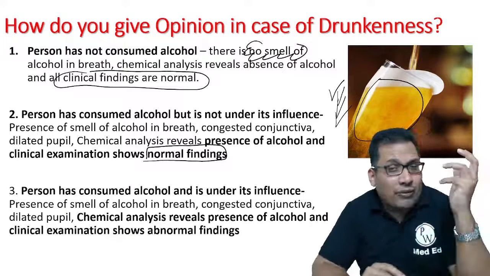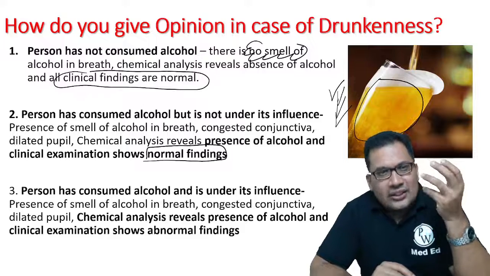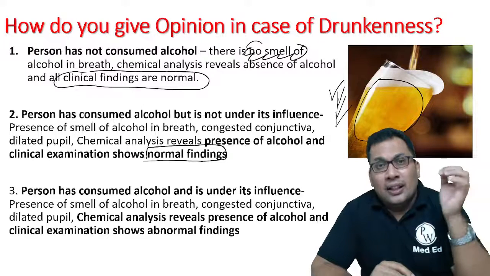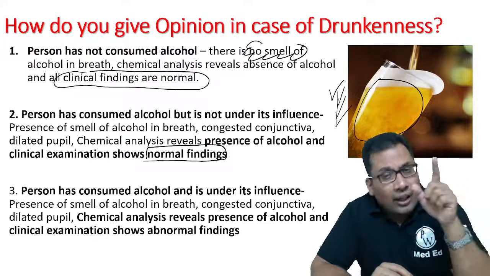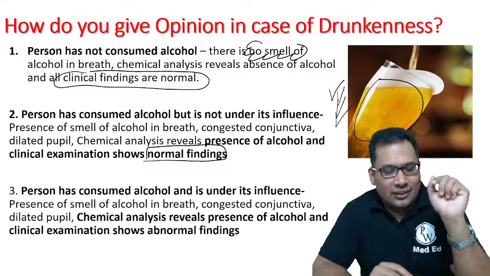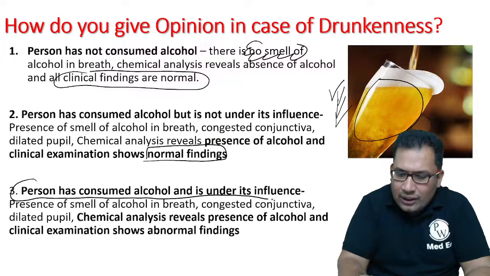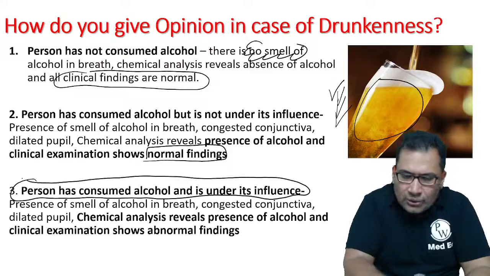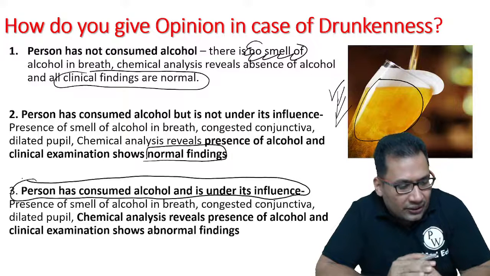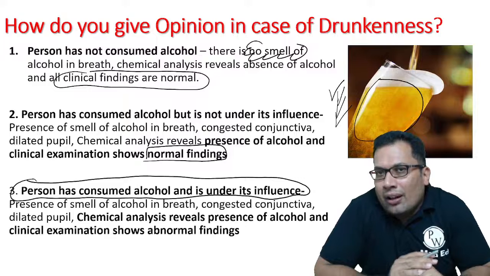When there is a smell of alcohol from the breath and the mouth, a congested conjunctiva, a dilated pupil, and chemical analysis shows alcohol along with positive clinical findings, then you report that the person has consumed alcohol and is also under the influence. So this is how you should give the report in case of a drunkenness certificate.